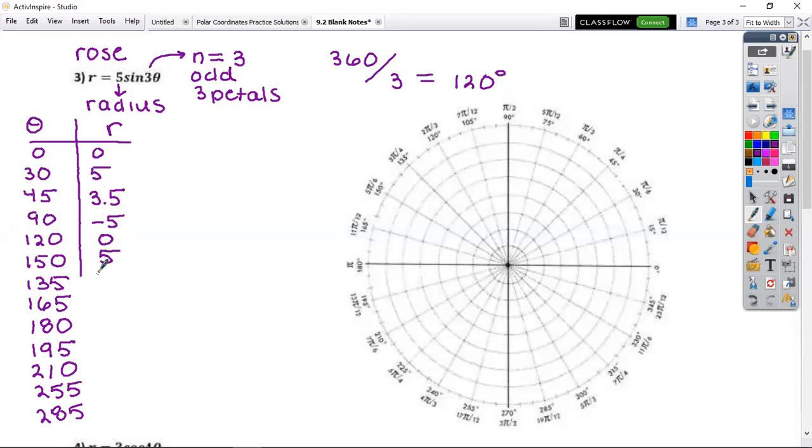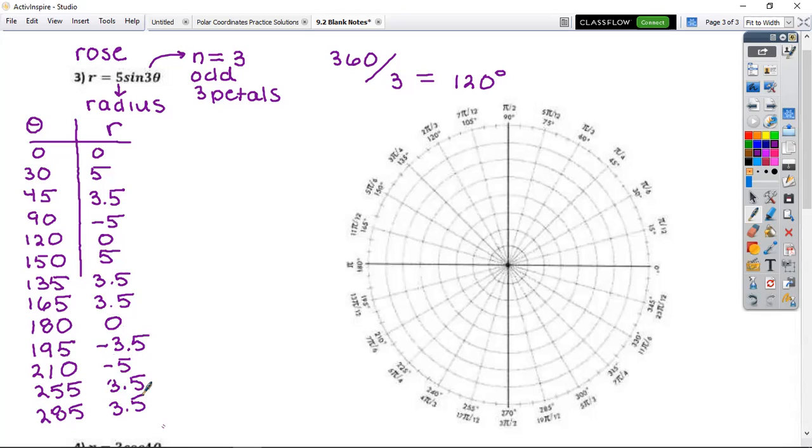At 135, I'm at 3.5. 165 is 3.5. 180 is 0. 195, again, opposite direction if you want it. 210 is -5. Last two would be 3.5. So 3.5, 3.5. Okay, so let's build this picture.